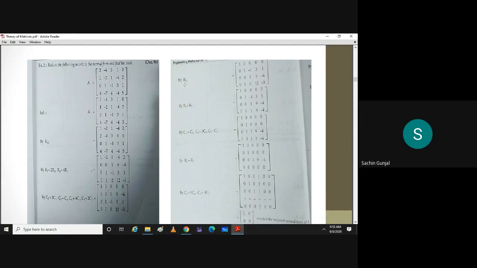So here, R2 and R3 interchanged, what we are getting is 1, 4 zeros, then 0, 1, minus 1, 3, 1, then 0, 0, 1, 9, minus 4, then 0, 1, 0, 12, and minus 3. The entries below this 1 have to be 0. So can you tell me the operation for that? This A22 entry is 1, all entries below it should be 0. R4 minus R2.